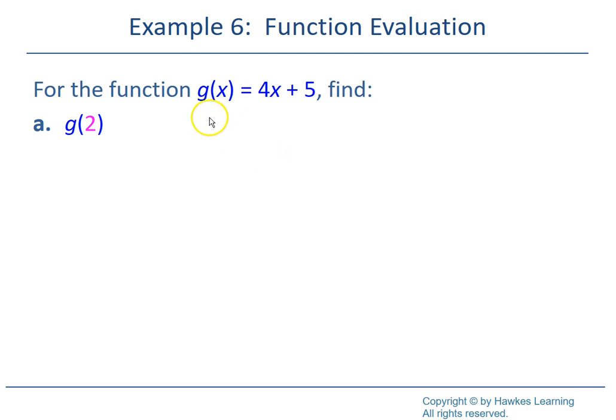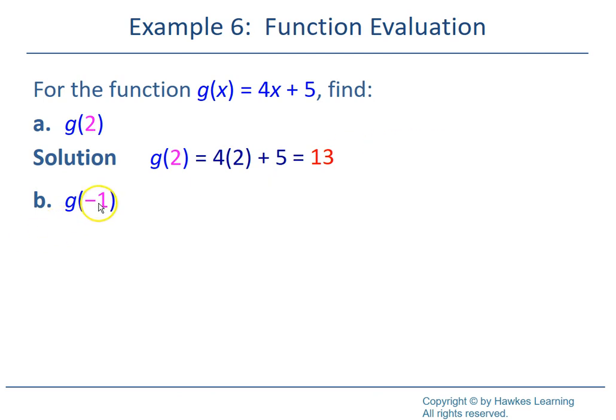Now, for the function g of x, and by the way, this is what we call function notation, where we have a letter and then a parenthesis with an x. This is some value of x. So we're going to put the 2 where the x is. So 4 times 2 is 8, plus 5 is 13. We did things like this when we made our t-charts and we were looking for points to graph. And here they're giving you the x value. And you just do the substitution.